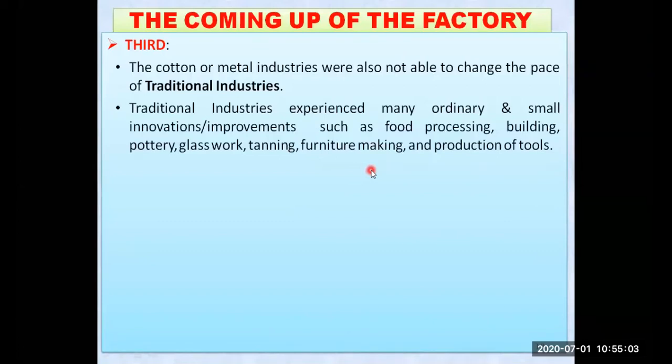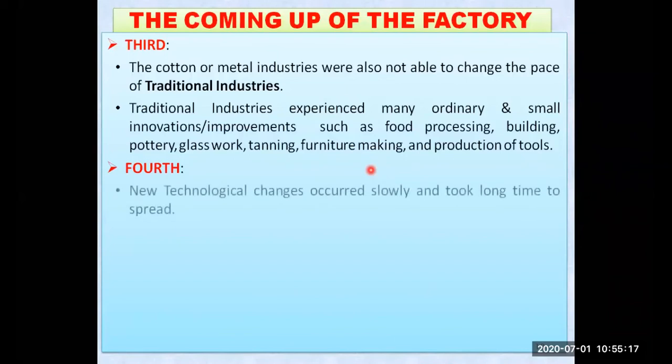Even in the traditional industries there was a change. There were small innovations or improvements in the production process of food processing, building, tanning, furniture making. ये सब process में change आ रहे थे, but they could not fully replace these traditional industries with the new industries because of the unavailability of technologically sound workers also.